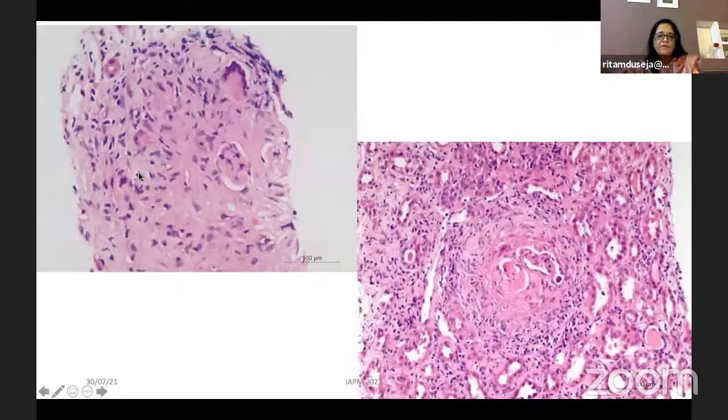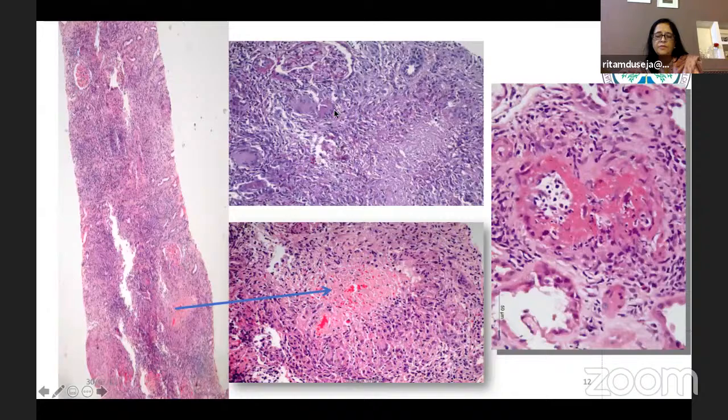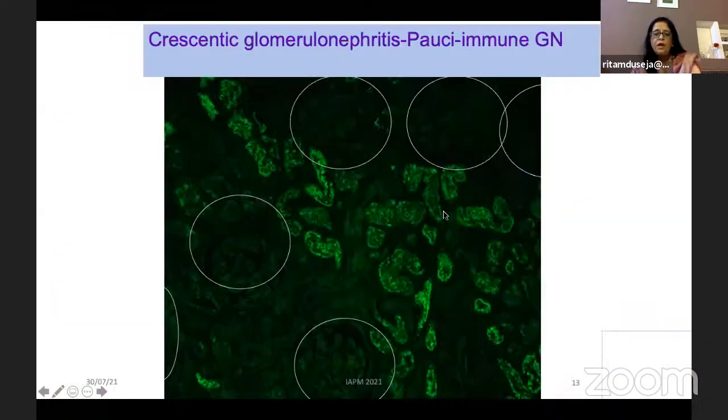These crescents are having a granulomatous reaction around them, and there were independent granulomas also. So like this kind of independent granulomas are there, giant cells scattered in the interstitium, and an artery showing us this kind of granulomatous inflammation. A smaller arteriole again showing us arteritis. On IF, it was negative. So since there were more than 50% crescents and it is negative for immunofluorescence, it is a crescentic pauci-immune glomerulonephritis.